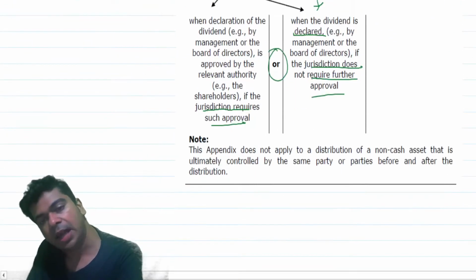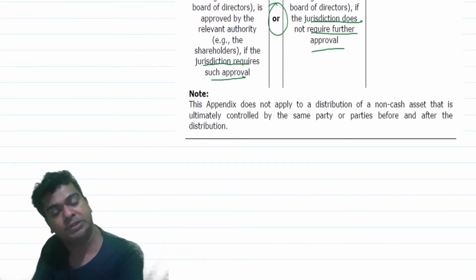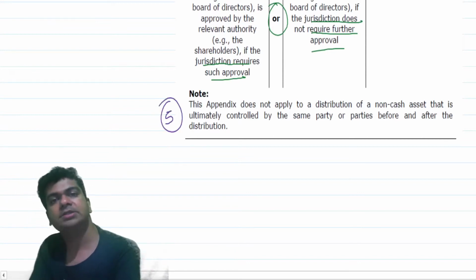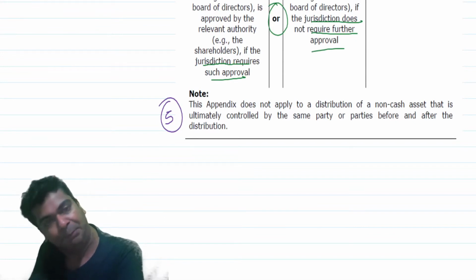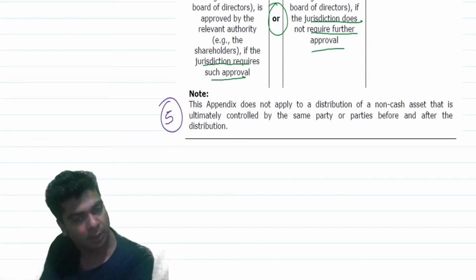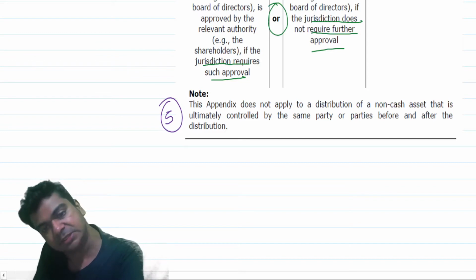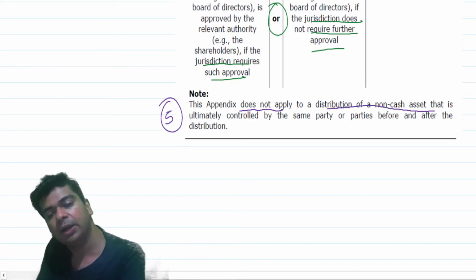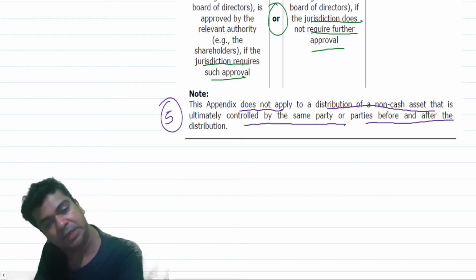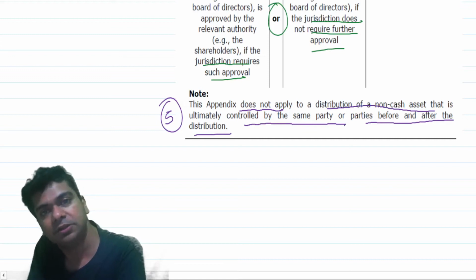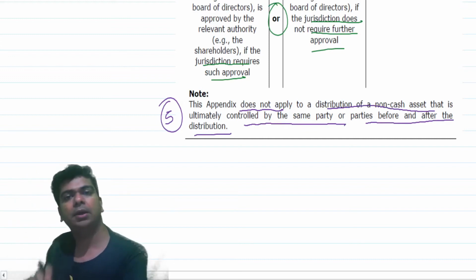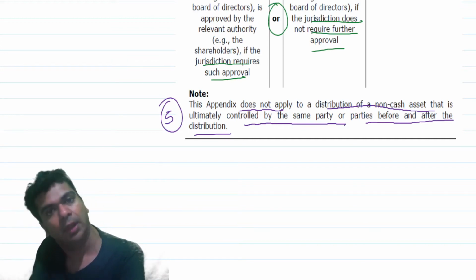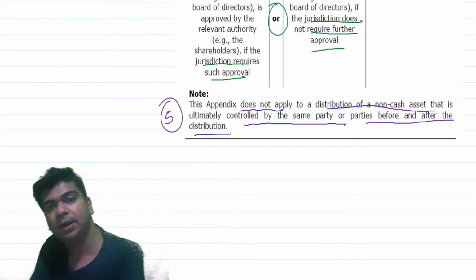And finally, the last point over here, and of course, as the cliche goes, last but not the least, there are certain circumstances where this Appendix A will not be applicable. They say this appendix does not apply to a distribution of a non-cash asset that is ultimately controlled by the same party or parties before and after the distribution. If the party controlling the asset before the distribution and after the distribution is the same, then you cannot apply Appendix A.